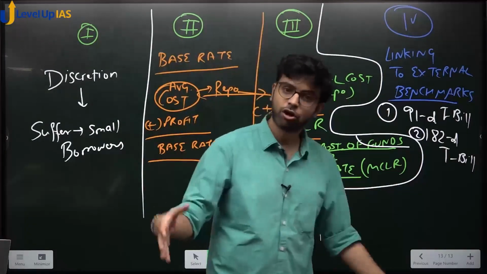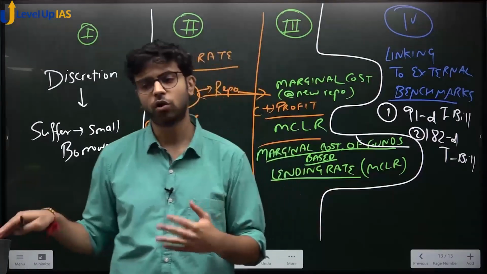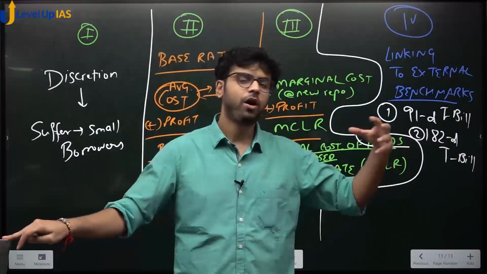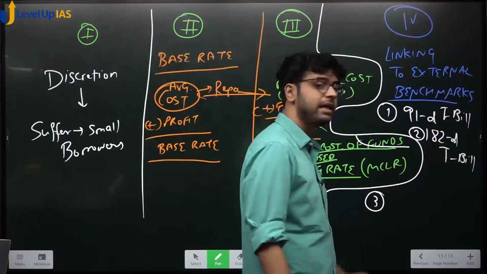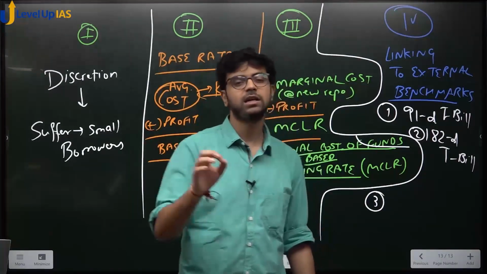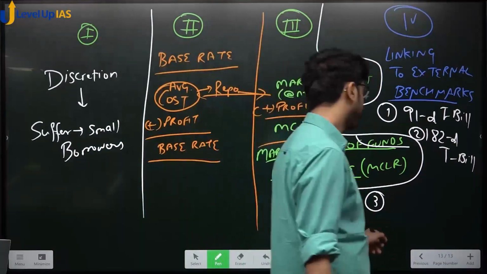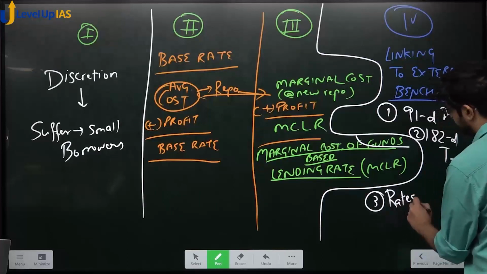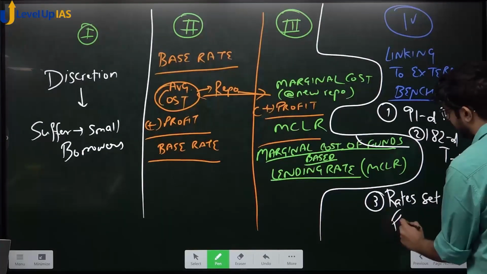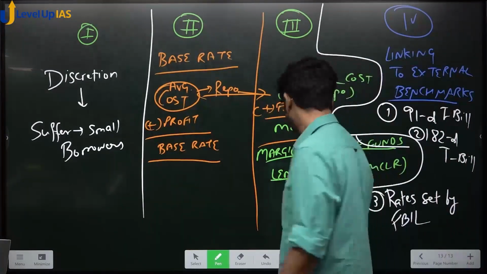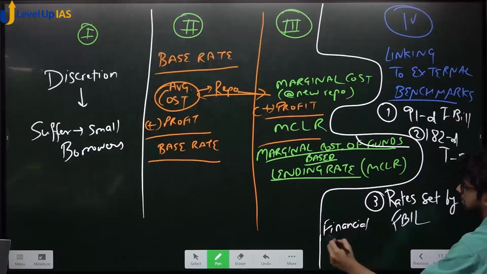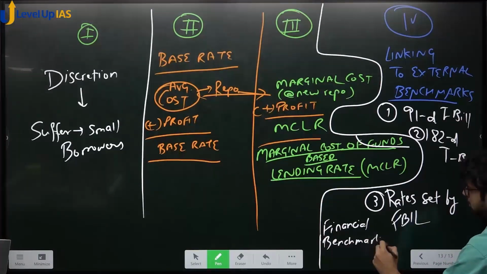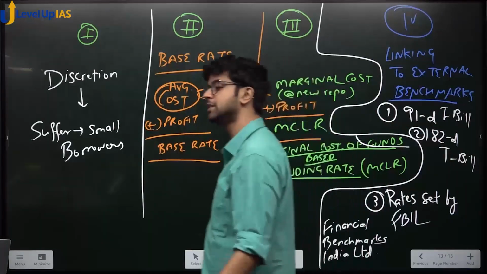Or there is an organization which takes into consideration all the cost of funds which are flowing in the country. So basically they do costing and calculation of interest. The rate set by that organization is called Financial Benchmarks India Limited, FBIL. Rate set by FBIL. I'll write it down. Rate set by Financial Benchmarks India Limited.